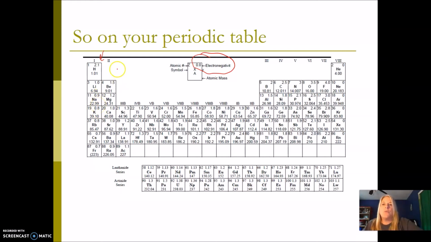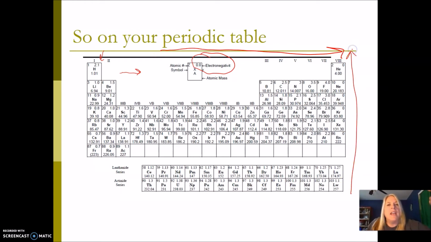But as we go to the right, as we go this way, hydrogen's different, so ignore hydrogen. As we go this way, the electronegativity increases. So on your periodic table, what I want you to do is put an arrow that points to the right and that points up, and label it increasing electronegativity.